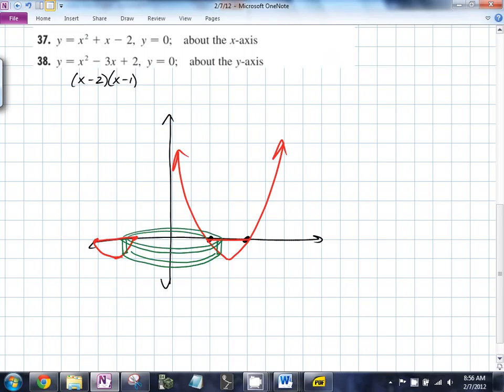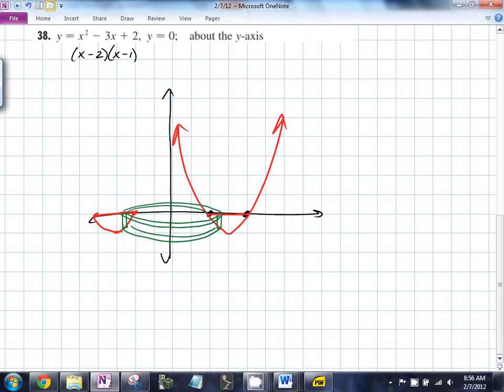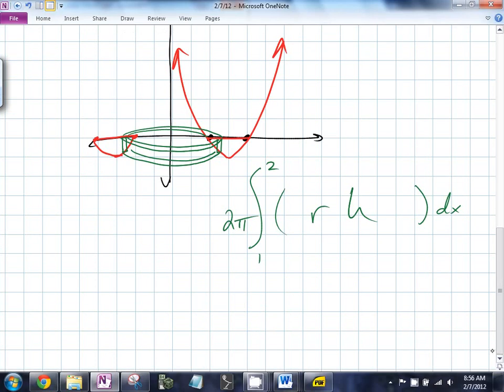Nice. Awesome. Are we integrating with respect to x or y? X. So it's dx. That is correct. And we're going from what to what? Well, we factored, so we're going from 1 to 2. And this is going to be a cylindrical shell, so it's going to be 2 pi times the radius and the height. Correct? So we have 2 pi, 1 to 2.